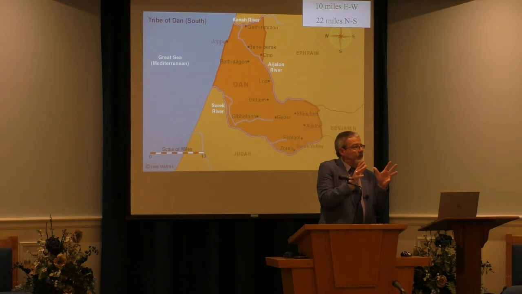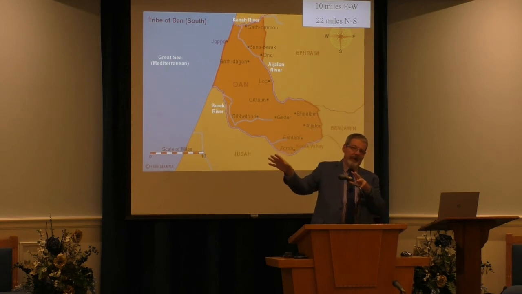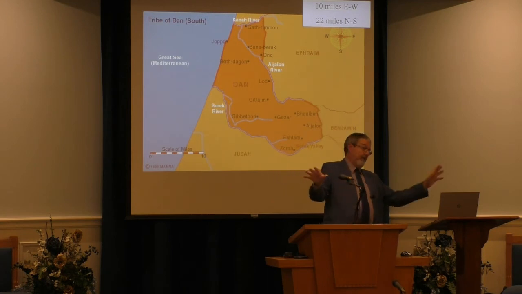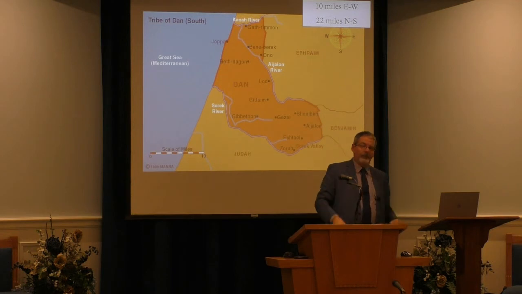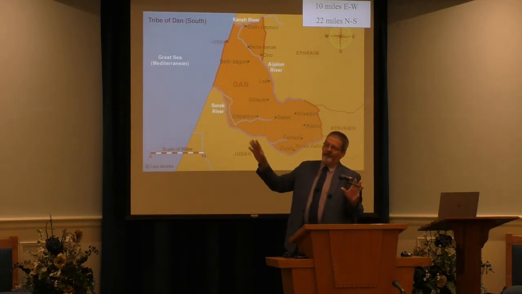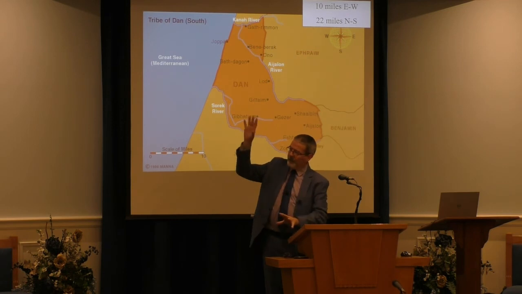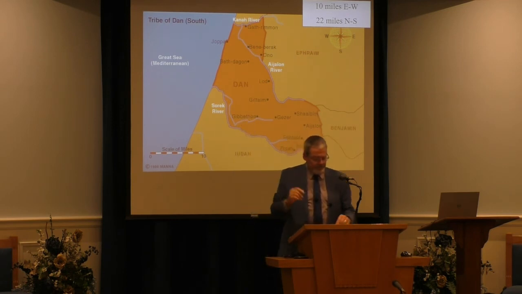Dan was given this region to the south. So when God gave, for example, half a tribe of Manasseh, it mentions half of the tribe of Manasseh, and then the other half of that tribe settled on the other side of the Jordan. There's nothing here about half a tribe and a half a tribe. But there's two sections for Dan. How did that happen? We'll get to that.